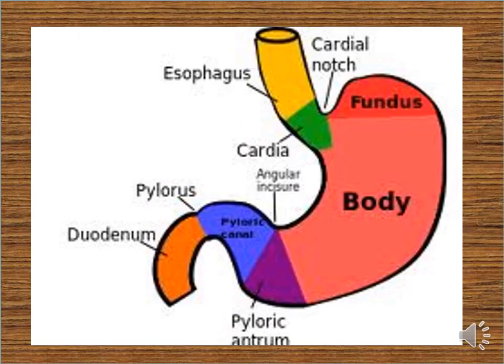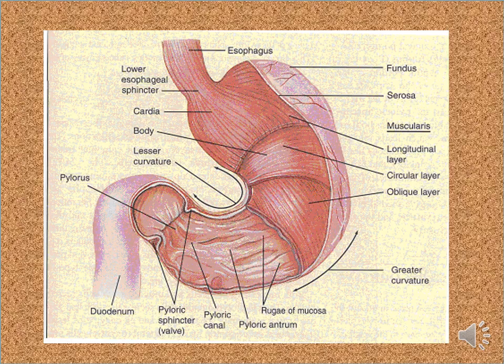The stomach is a muscular organ that consists of the body, and the upper part is the fundus that connects to the esophagus at the cardiac opening that has the cardiac notch, and goes to the small intestine, to the duodenum, through the pyloric antrum, to the pylorus, where the food goes to the small intestine.